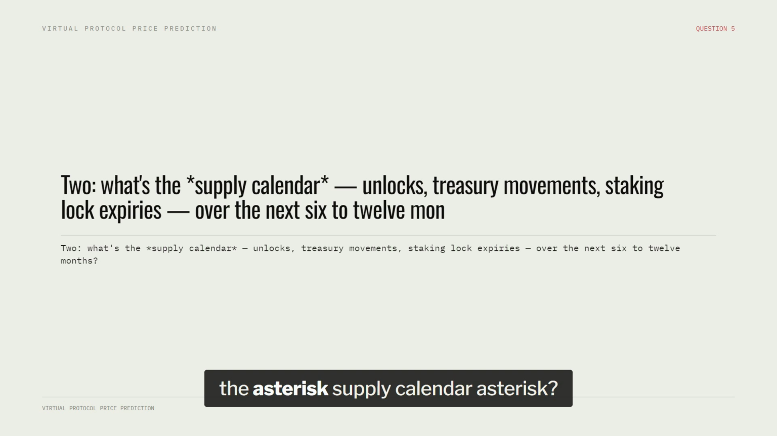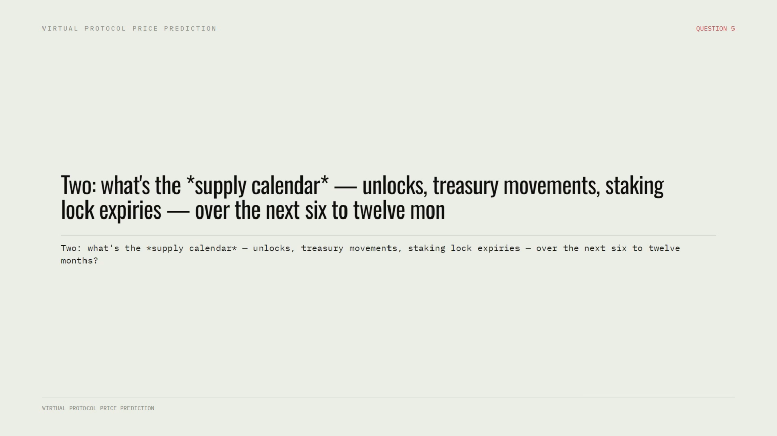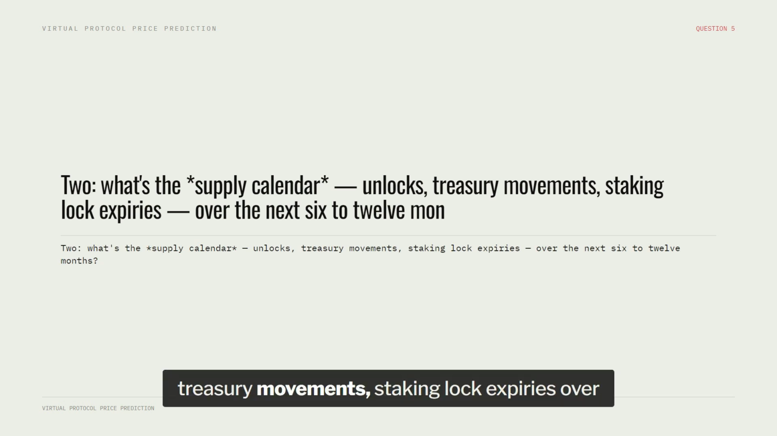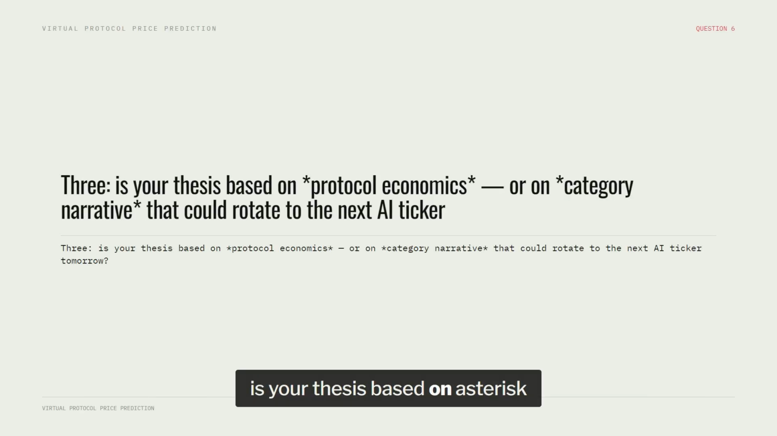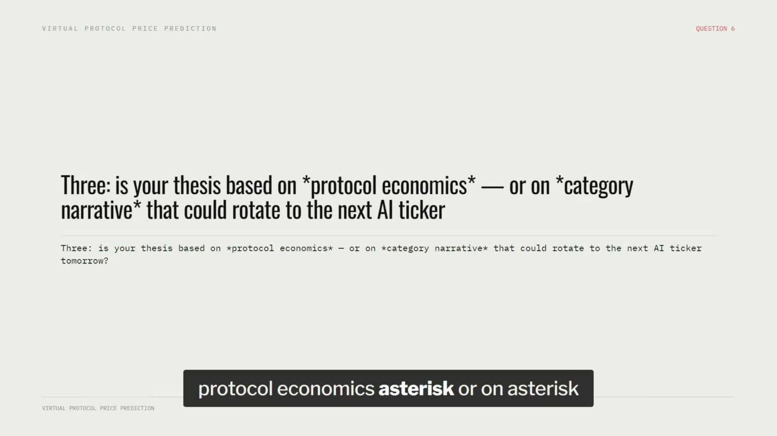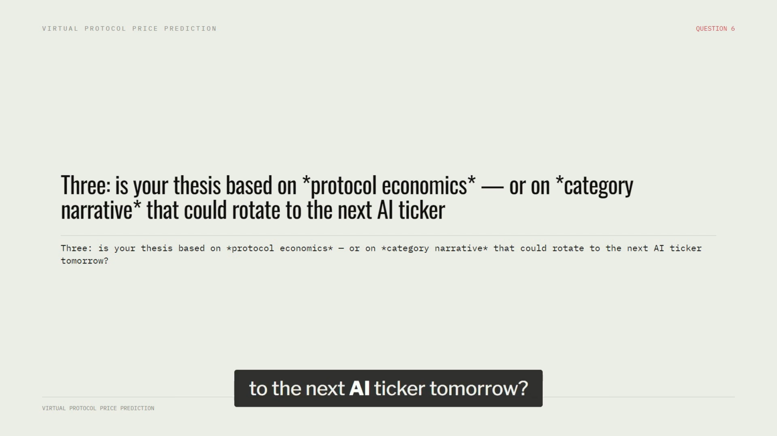2. What's the supply calendar: unlocks, treasury movements, staking lock expiries over the next 6 to 12 months? 3. Is your thesis based on protocol economics or on category narrative that could rotate to the next AI ticker tomorrow?